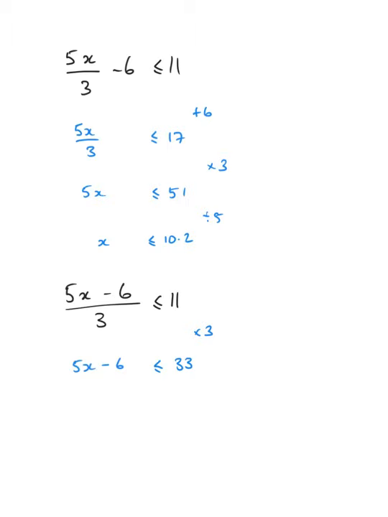And the reason I'm doing that, as I say, is the whole left-hand side is affected by that divide by 3. Now we'll go on to backwards BIDMAS. So I'll add 6 to get 5x is less than or equal to 39. So x is less than or equal to 7.8 when I divide everything by 5.